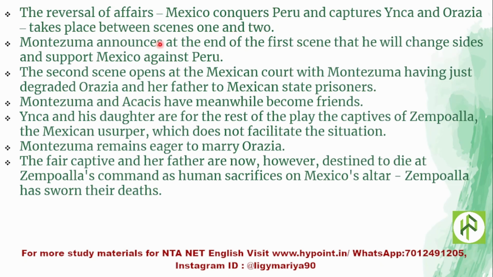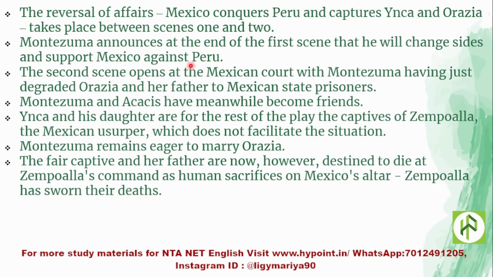Montesma announces at the end of the first scene that he will change sides and support Mexico against Peru. Initially Montesma was shown as a patriotic person, proudly patriotic to his own land, obedient and devoted to Yanka. But he announces later that he got the idea that he is never going to get Orazia, because Yanka won't approve of it. So he announces at the end of the first scene that he will change sides and support Mexico against Peru.